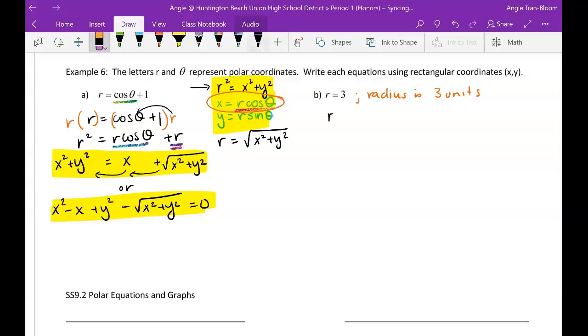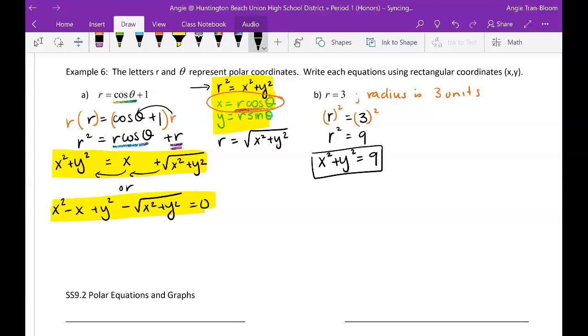equals 3. Now, this is the one that I will square both sides, because when I square both sides, now I have r squared equals 9. Unlike A, squaring both sides here is still going to give me a nice solution. Well, r squared can now be substituted with x squared plus y squared, which still equals 9. I am done. This is all in rectangular form.